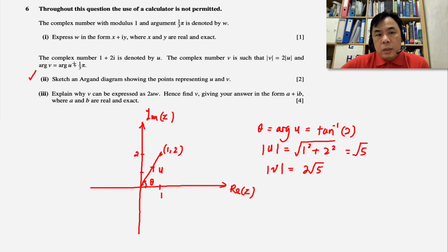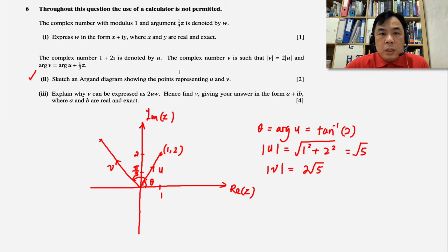Now it is located at an angle, an argument of theta plus pi over 3, which is 60 degrees. So all you need to do is extend this another 60 degrees. I would say roughly it will be somewhere here. This would give me the pi over 3. And then this is where my complex number v is located, right?